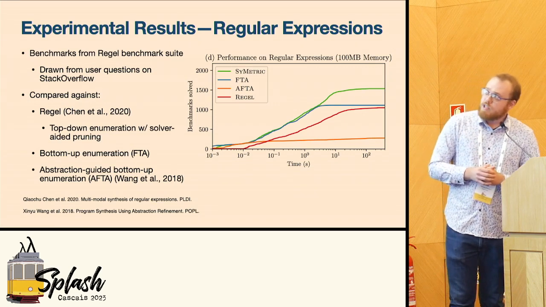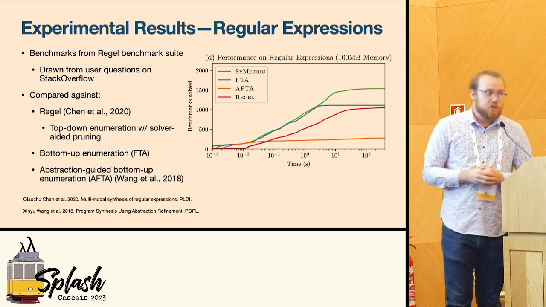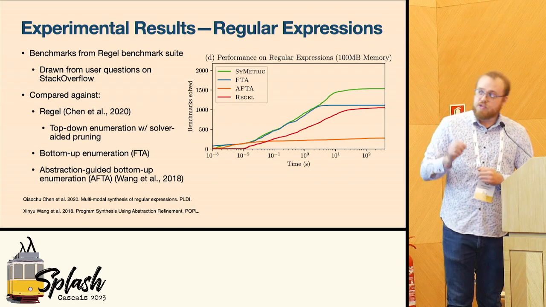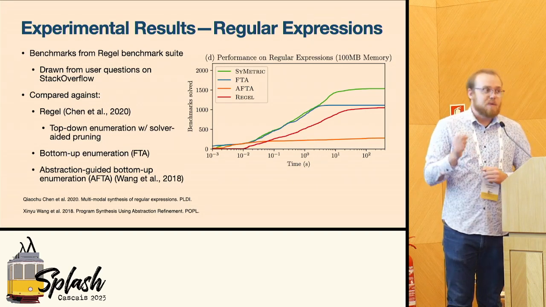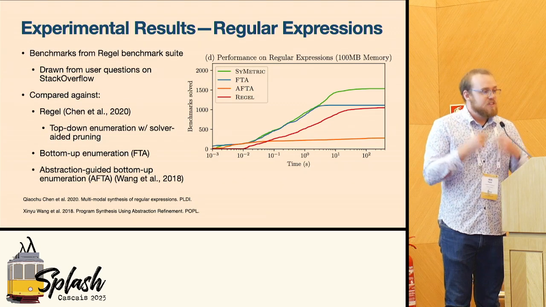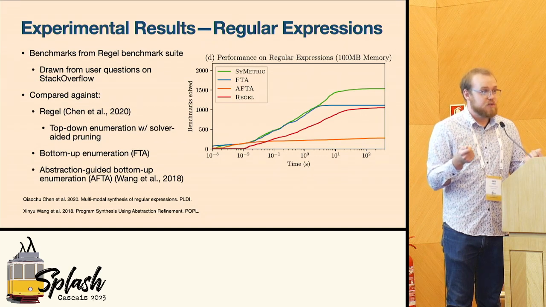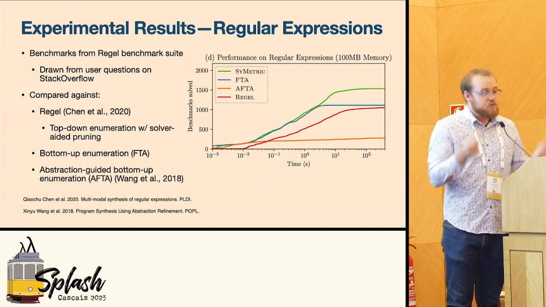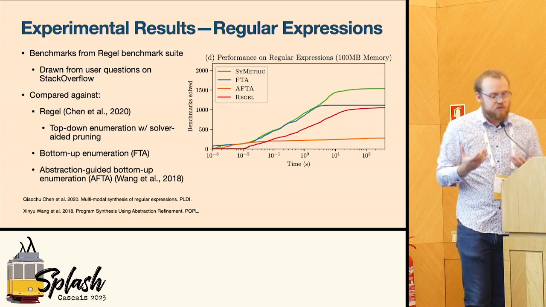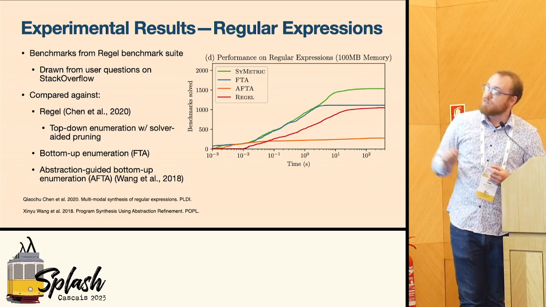And what we see here is that bottom-up enumeration, the blue line, FTA, is actually quite strong. But where it starts to fail is where it starts to hit its memory limit. So what we see is that our algorithm is equivalent in performance to bottom-up search in this domain, but it's less memory hungry. It needs less space to represent its programs. So it's a little bit better suited for maybe more memory constrained domains. And so that's where we see that performance improvement.